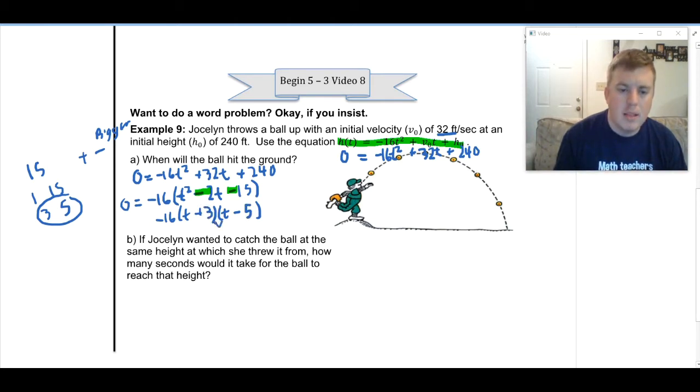So when I multiply this out to check, that is going to give me a 3t, and it's going to give me a negative 5t. When I add those together, that is going to give me a negative 2t. So we have this factored correctly.